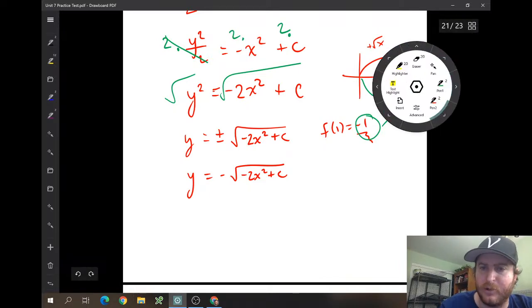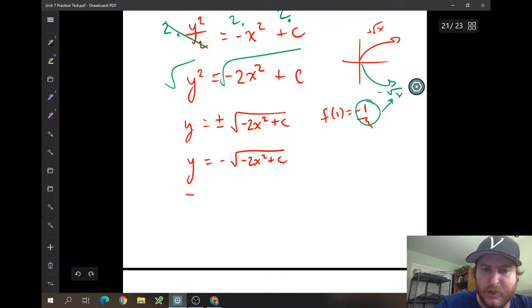So now we can go ahead and plug in. So for y, we're going to plug in negative 1. And for x, we're going to plug in positive 1.